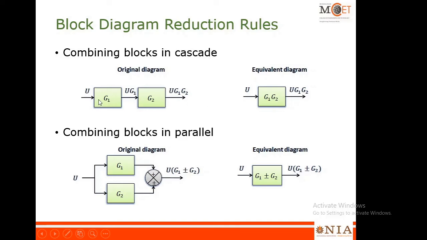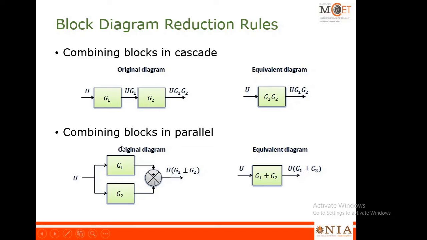For example, if there is a signal U flowing, then the output of this block will be the signal U into G1. So here you will get U into G1. When U into G1 is given as an input to the second block, then the output will be U into G1 into G2. So similarly, this is equivalent to this diagram. That is, if U is the input and when G1 into G2 is the transfer function of this block, then the output will be U into G1 into G2. So either you can write it like this or you can reduce it to this form.